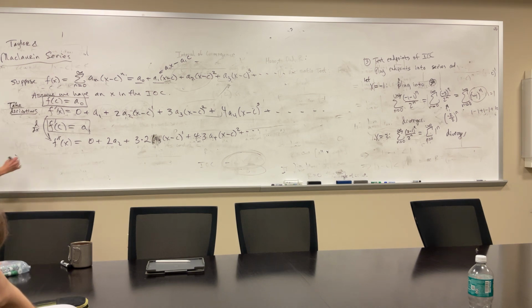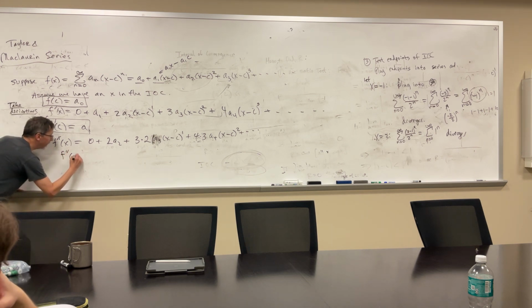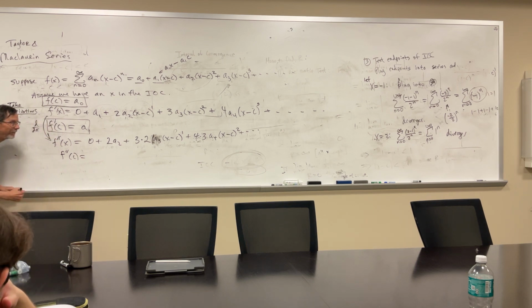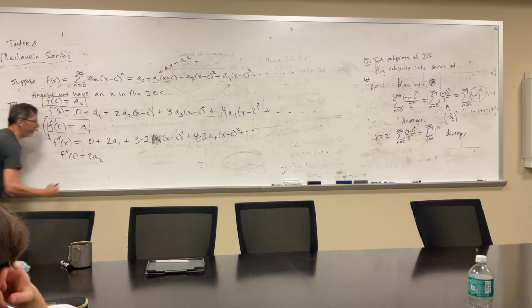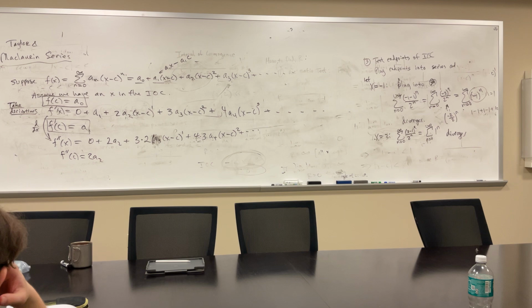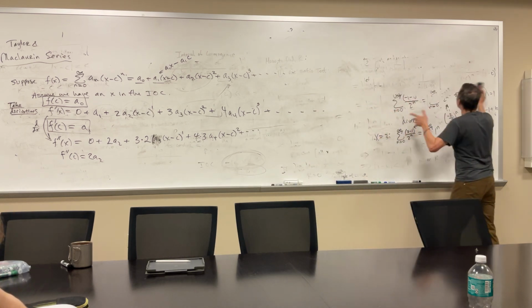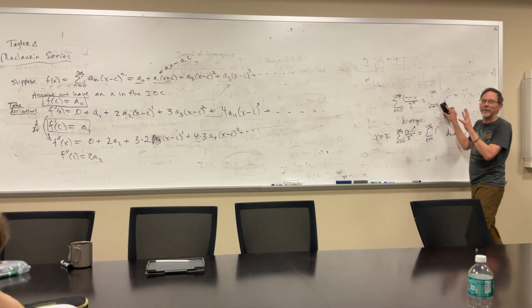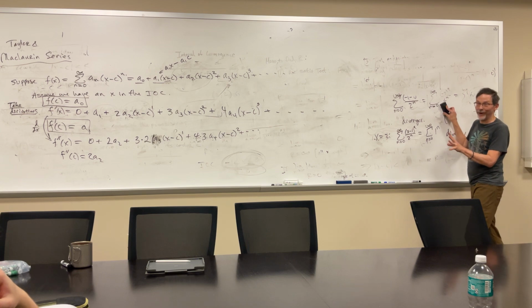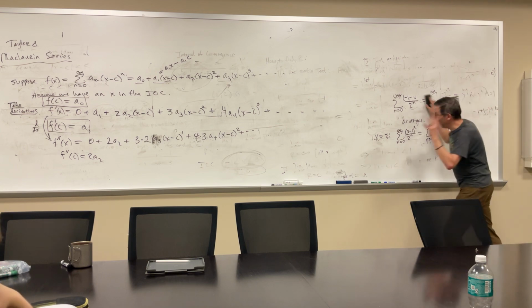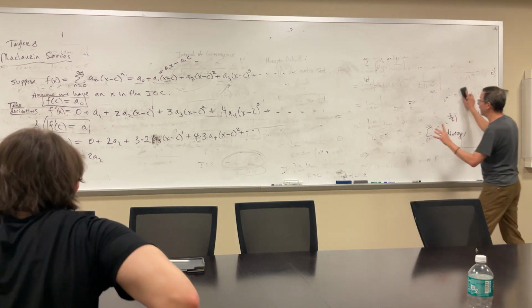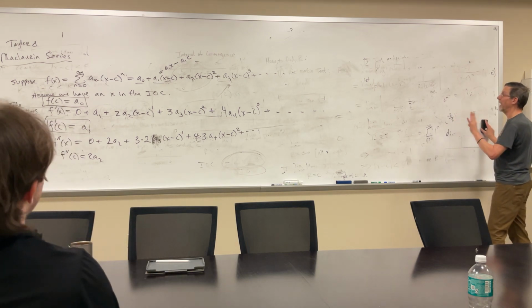What is f double prime at c? 2A2. That's it. Two more. Like seriously, we're on the cusp of a secret of the universe. I swear to God, this is on the cusp of one of the greatest things you'll ever learn in math.